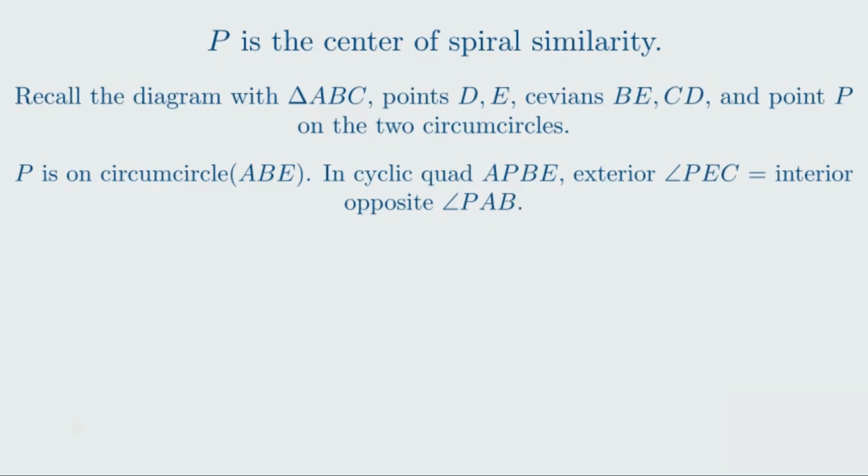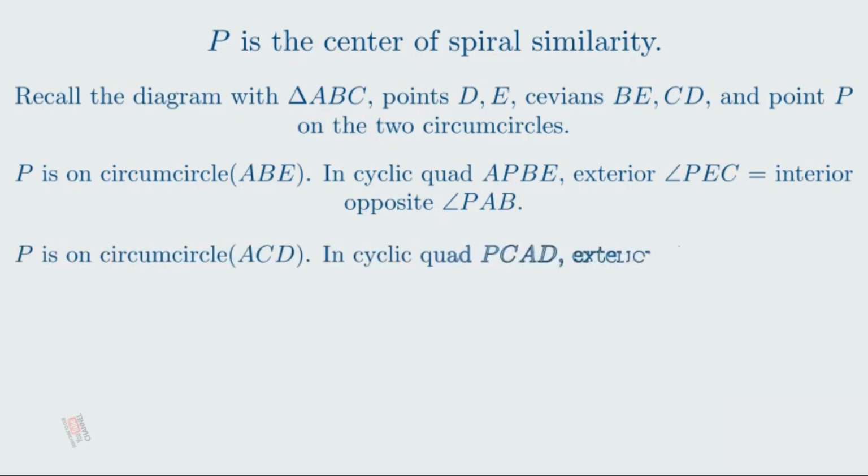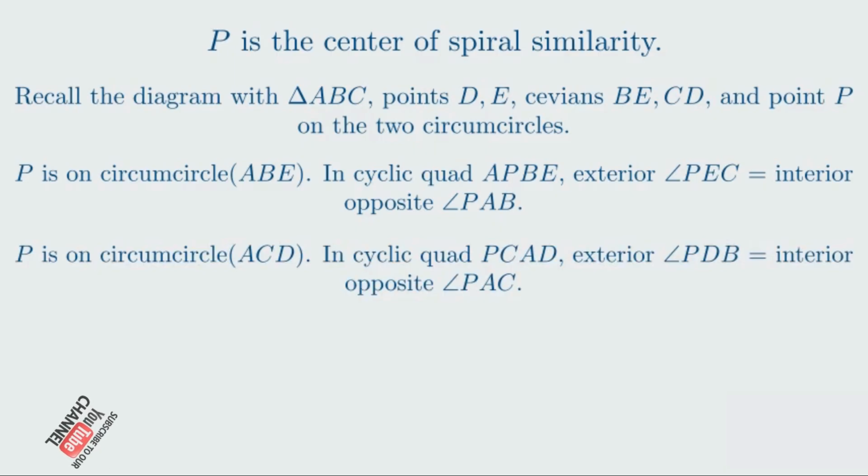Next, let's use the fact that P lies on the circumcircle of ACD. In cyclic quadrilateral PCAD, the exterior angle, angle PDB, is equal to the interior opposite angle, angle PAC. Similarly, angle PAC is the same as angle EAC. So, angle PDB is equal to angle EAC.